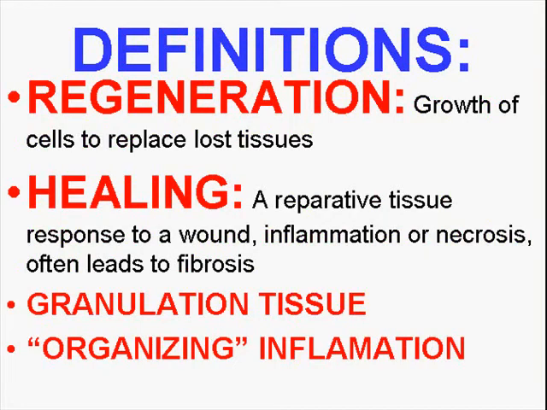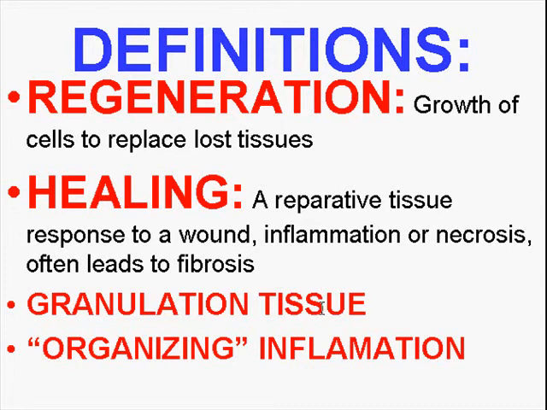Let's define things. Regeneration is growth of cells to replace lost tissues. Healing is the undoing of all of those processes that we talked about in the previous two chapters, like necrosis, like inflammation. We told you that one of the three possible outcomes of inflammation is to become normal again. Well, that's called healing. The other two things, if you remember, were chronic inflammation and fibrosis. Somewhere in between, there's going to be an ingrowth of blood vessels.